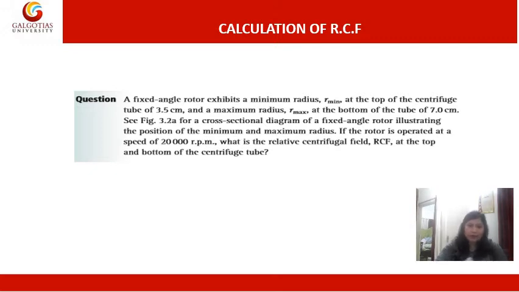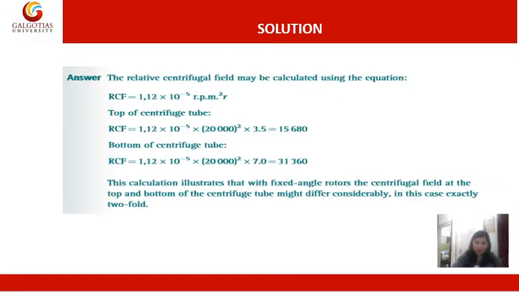I am giving you 2 or 3 minutes. Just solve this equation and tell me the answer. In the next slide, I will share the solution of this question. This is the solution of the question that we have discussed in the previous slide.